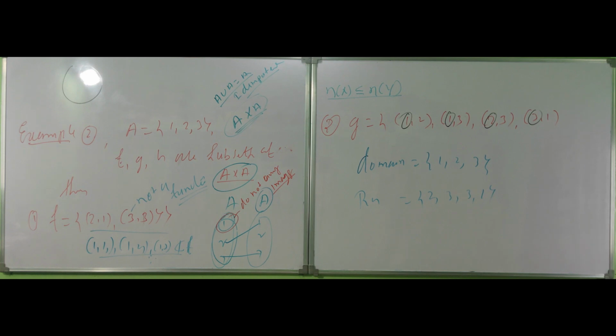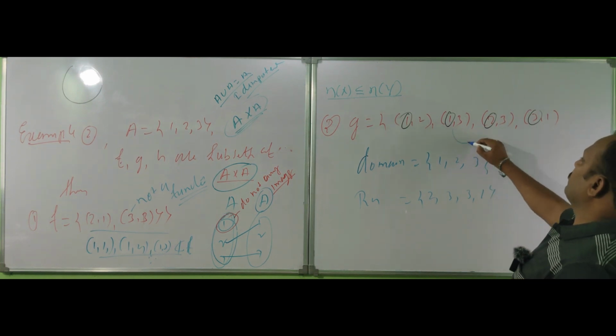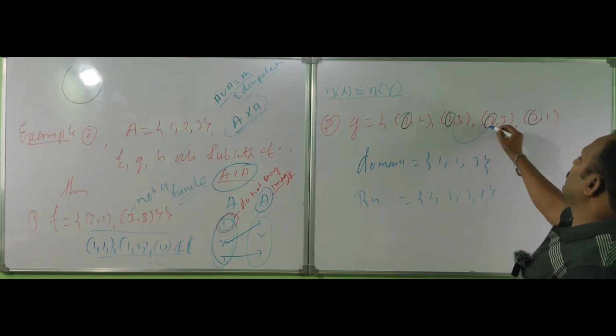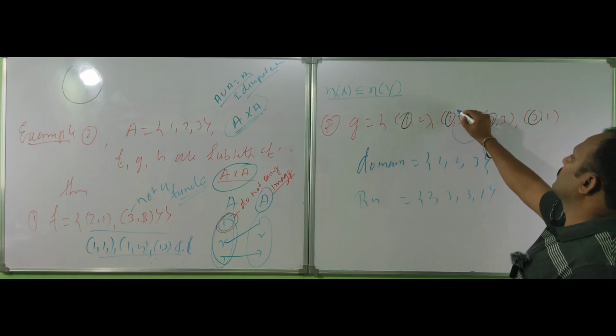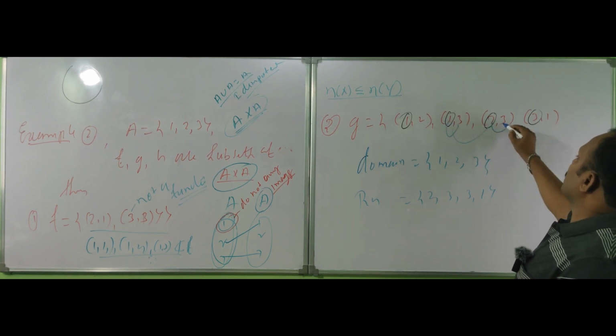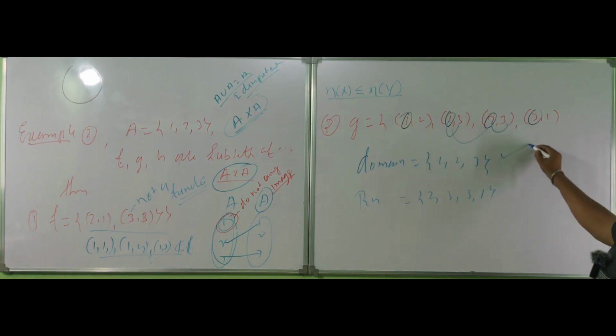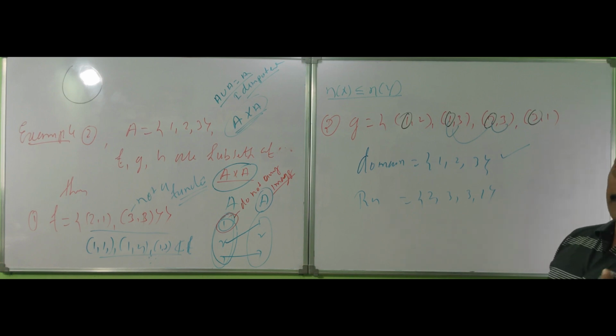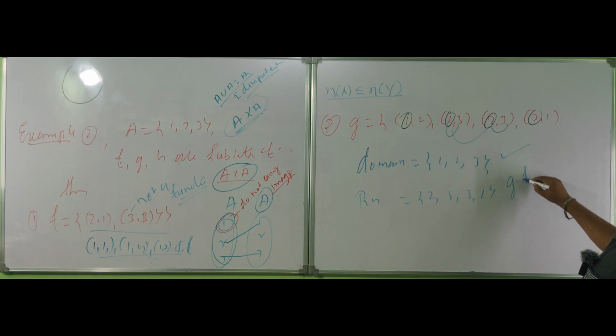What is the condition? Two elements have different images. Two elements of common elements. This is okay. This is the minimum function. That's why G is a function.